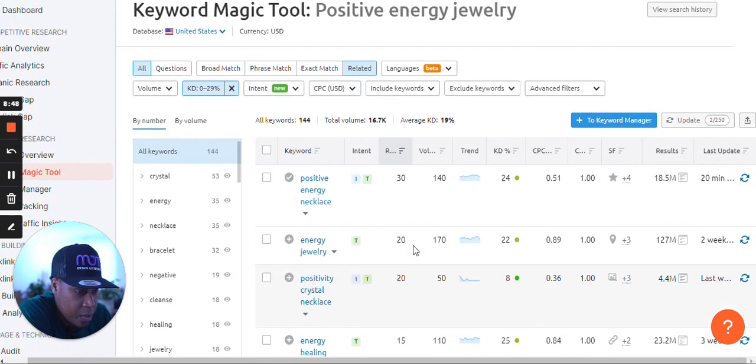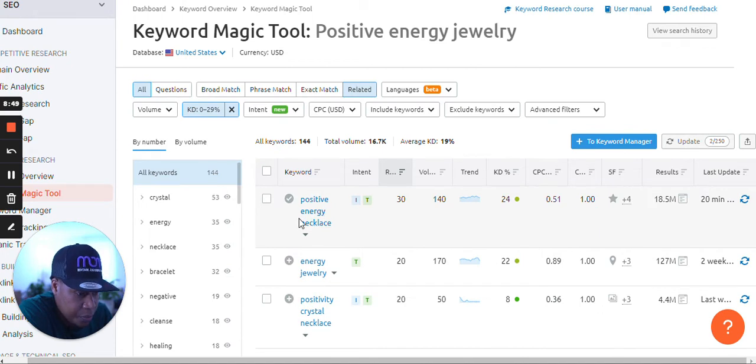Let me find another one here. So this positive energy necklace is another keyword. As you can see, it's still within our range of getting some traffic. So the first one, 170 was the search volume. This one, 140 is the search volume, and I updated this before the video, so it was updated 20 minutes ago. Yes, I was doing some research before. Don't kill me. All right.